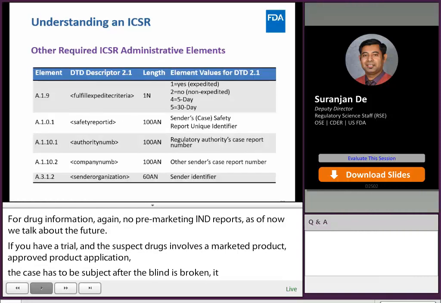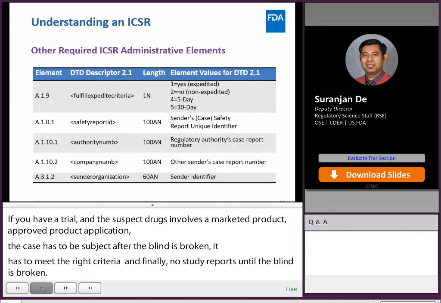Some administrative information about the ICSR, especially when you're submitting through an E2B standard: make sure you fill in the appropriate fulfill expedited criteria, the safety report ID that will determine the versions, and then these other elements. We have authority number and company number. They're not mandatory, but good to have, but definitely the sender organization.